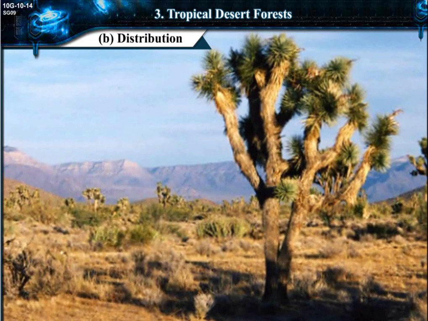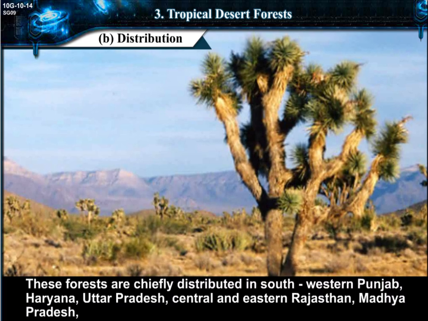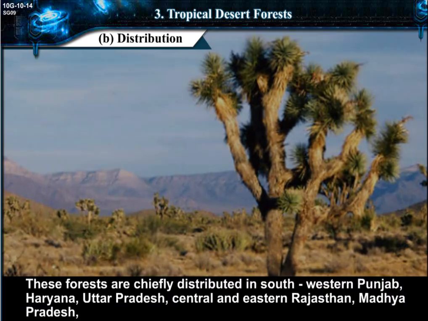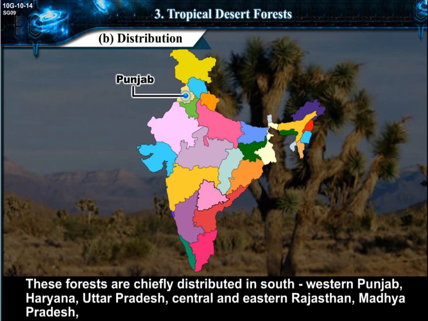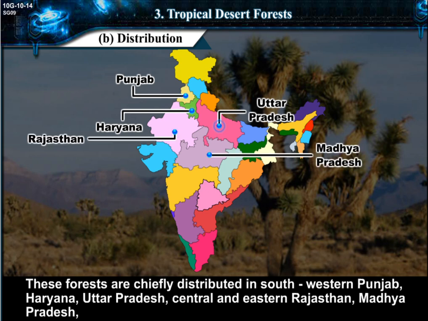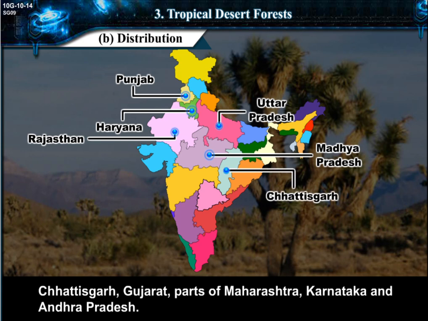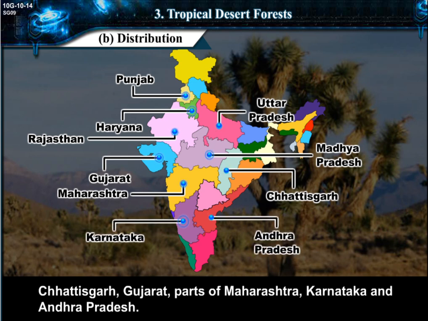B. Distribution. These forests are chiefly distributed in southwestern Punjab, Haryana, Uttar Pradesh, central and eastern Rajasthan, Madhya Pradesh, Chhattisgarh, Gujarat, parts of Maharashtra, Karnataka, and Andhra Pradesh.